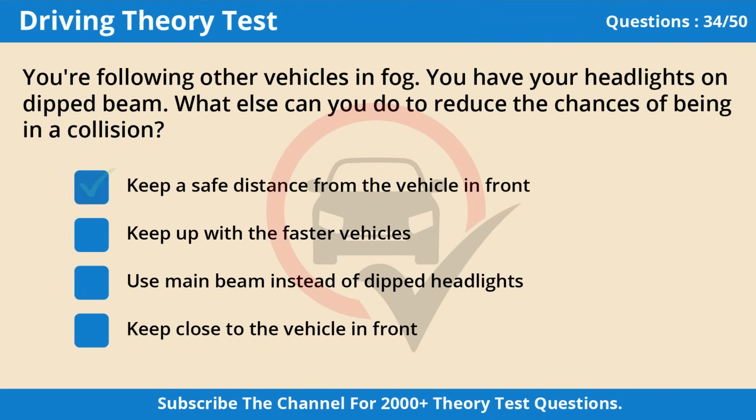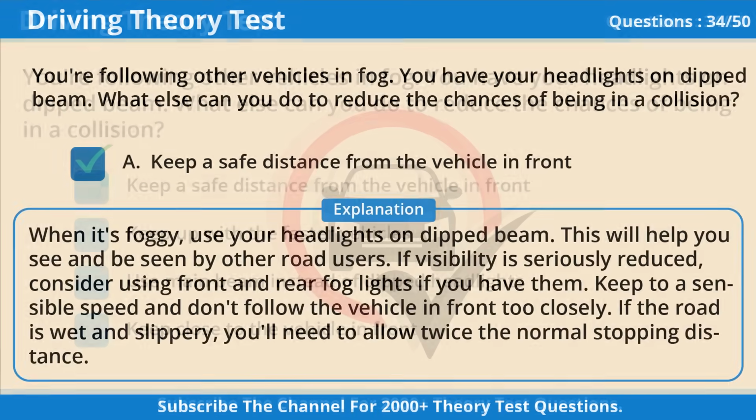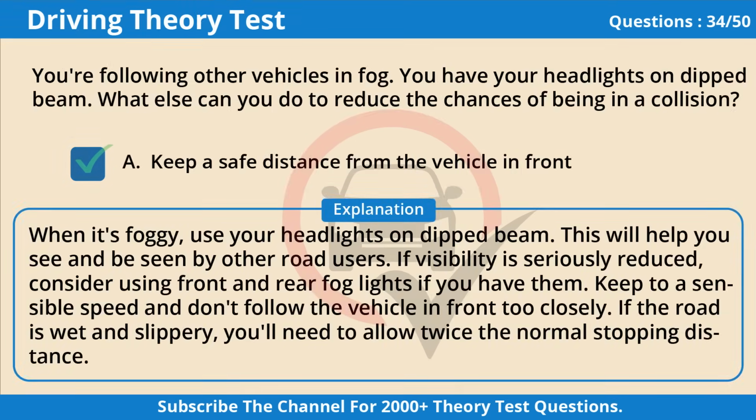A. Keep a safe distance from the vehicle in front. When it's foggy, use your headlights on dipped beam. This will help you see and be seen by other road users. If visibility is seriously reduced, consider using front and rear fog lights if you have them. Keep to a sensible speed and don't follow the vehicle in front too closely. If the road is wet and slippery, you'll need to allow twice the normal stopping distance.